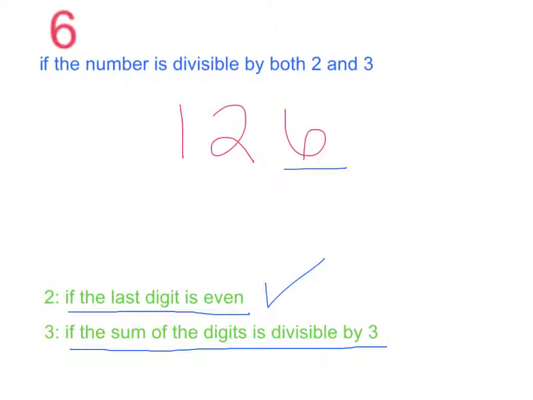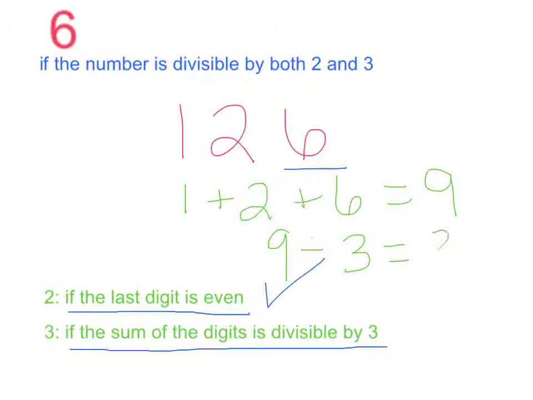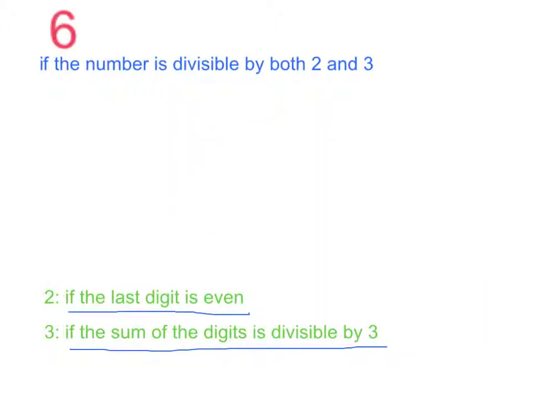The divisibility rule for 3 is if the sum of the digits is divisible by 3. So let's add all our digits together. 1 plus 2 plus 6 equals 9. So we have to find out, can you divide 9 by 3 evenly? Well, 9 divided by 3 is 3. So yes, you can. So 126 is divisible by 2, and it's also divisible by 3, which means it's divisible by 6.